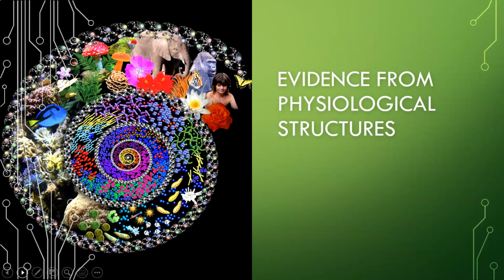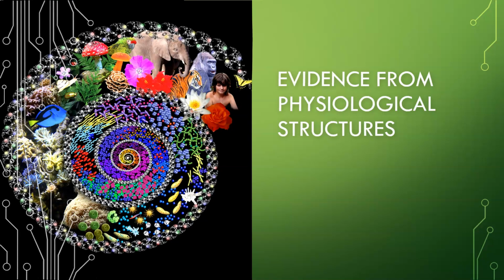So, evidence from physiological structures. Remember, we are looking for this evidence of evolution. We've looked at evidence from the fossil record. We've looked at artificial selection and how that gives us some evidence of evolution. We can see how those changes can occur. Now we're going to look at some physiological structures.